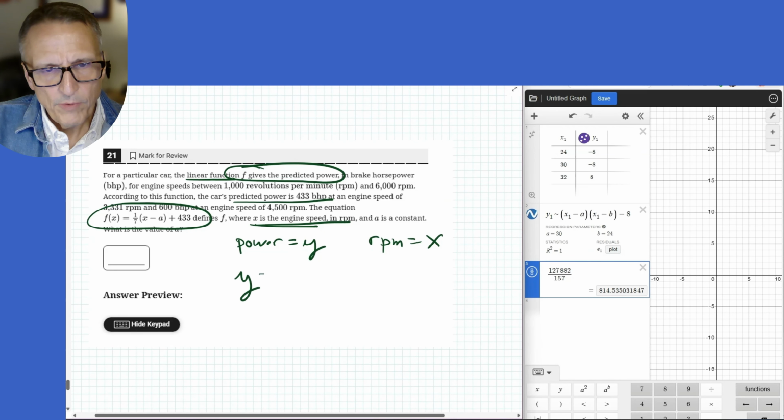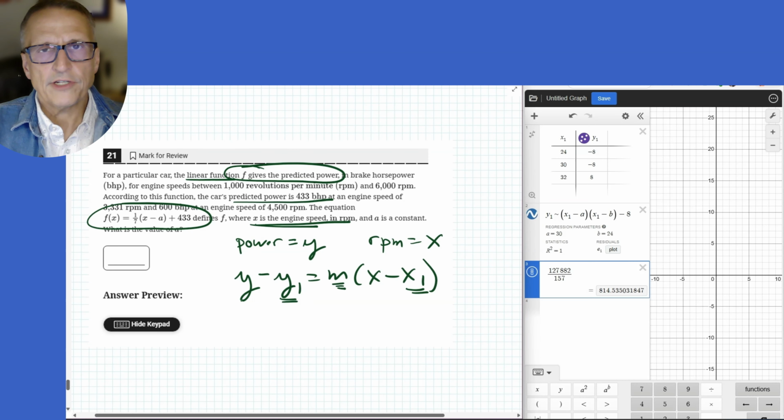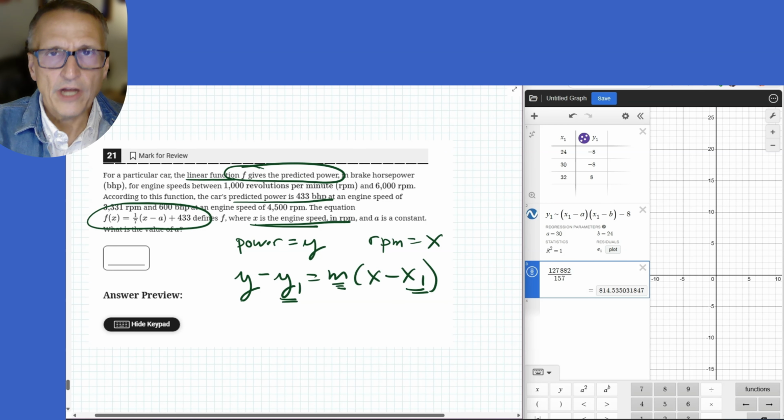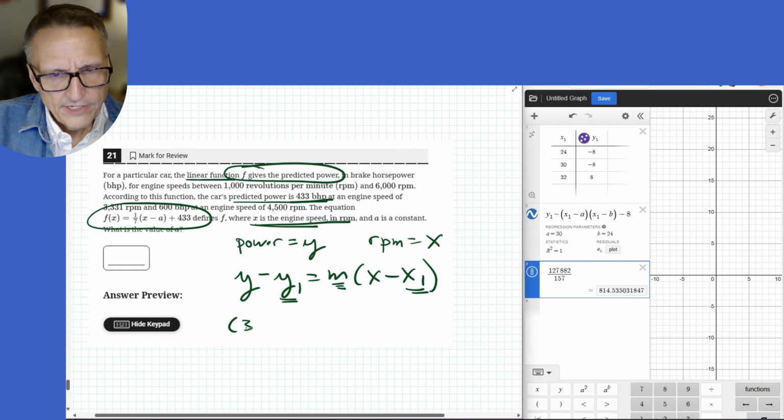In other words, one of the ways that we write equations of lines is by using this formula right here, where I put the slope in, and then I put one of the ordered pairs that's a solution to the line, that's actually on the line itself. Well, take a look at this. They told us that the predicted power is 433 at a speed of 3331. That's the ordered pair (3331, 433).